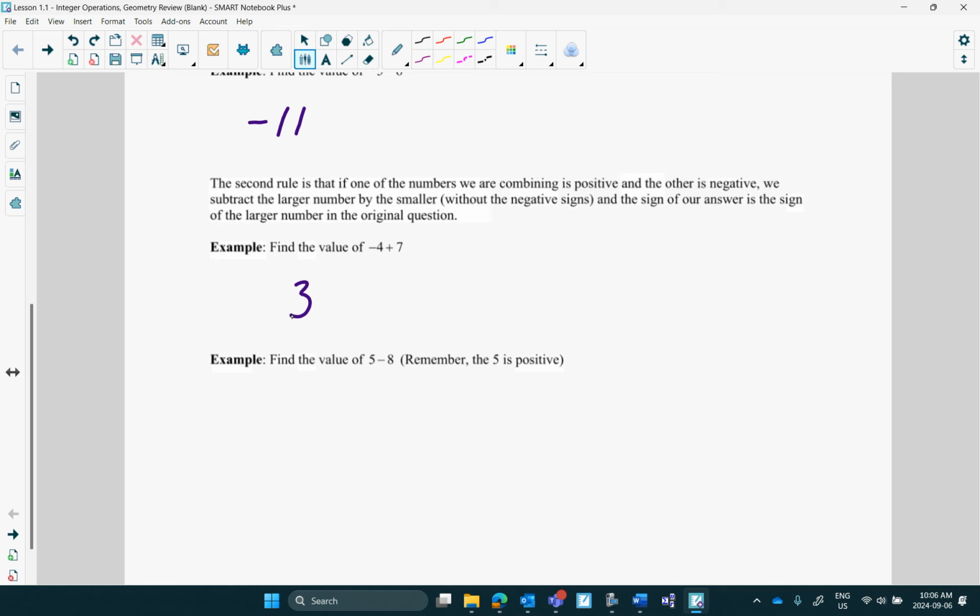Another way you can look at it, some students may do, is if it's positive and negative, find the difference between the 2 numbers, and whichever sign had more, negative or positive, that's the sign that goes in front of your answer. So you may think of it, well, the difference between 7 and 4 is 3, but there's more positives, right? So it'd be +3, but we don't have to write +3, we can just write 3. That's another way you can think about it.